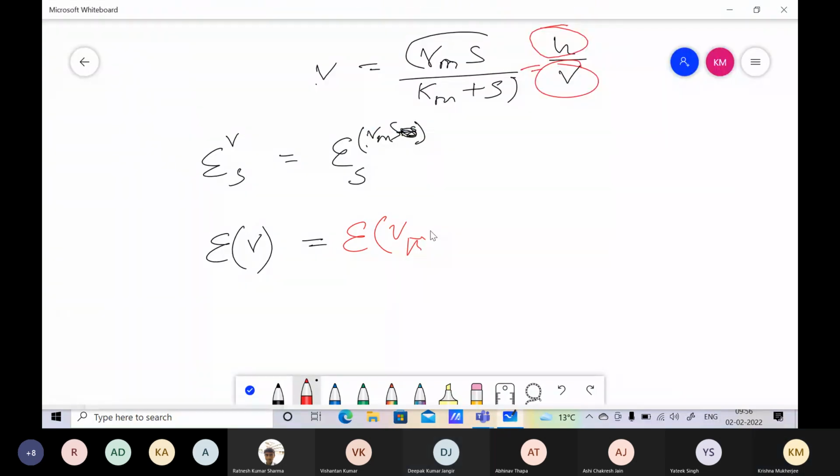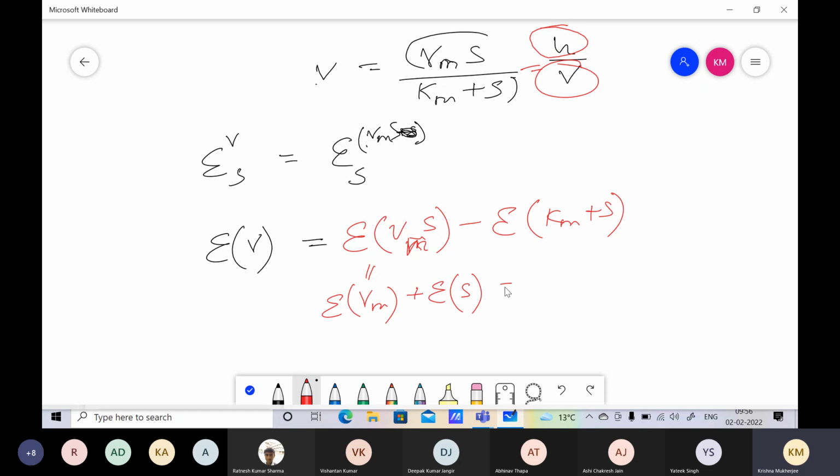Can all of you hear? Yes, sir. E of VmS minus E of Km plus S. Yes, sir. Okay. And this is equal to E of Vm plus E of S. And this is equal to E of Km plus S.